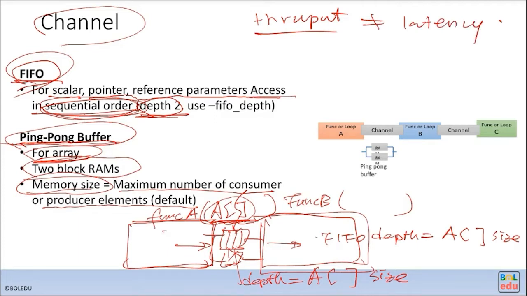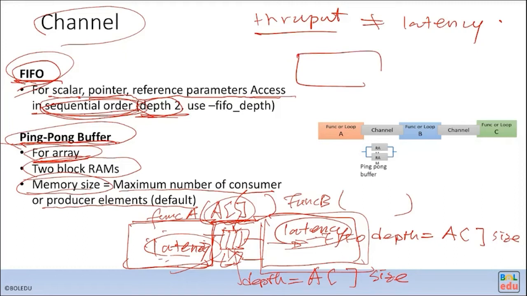These two functions could have the same throughput. For example, they can produce one data in one cycle, or take one data in one cycle. But these two functions may have a different processing latency. This latency may be different, right? So if these two latencies are different, then you have to appropriately specify the FIFO size in order to bridge the latency.